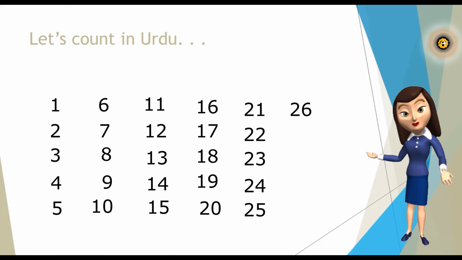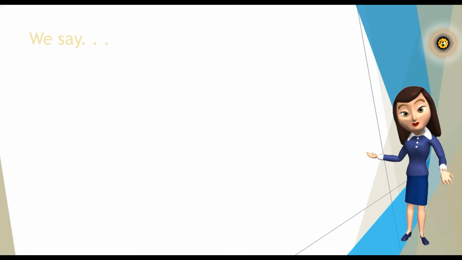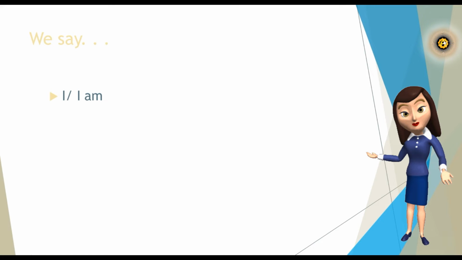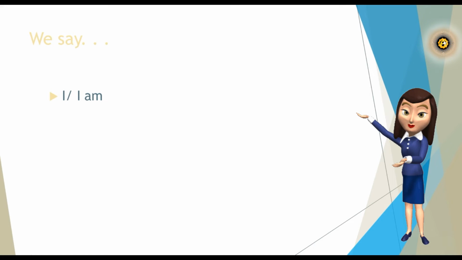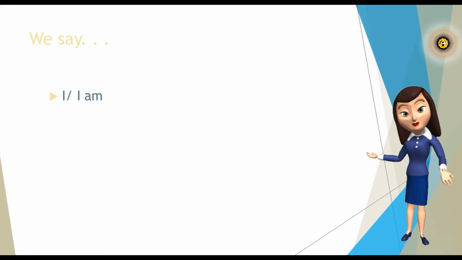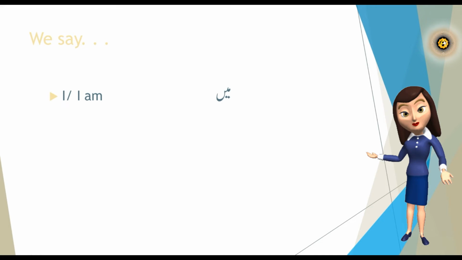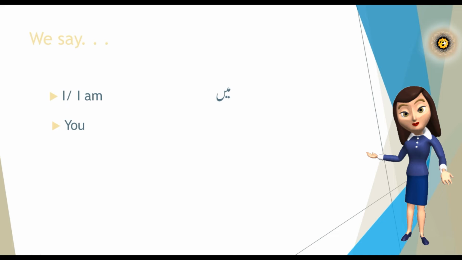Repeat many times for better practice. Alright? Okay, now let's say I or I am in Urdu. In English we say I or I am, and in Urdu we say मैं. Then in English we say you, and in Urdu आप.